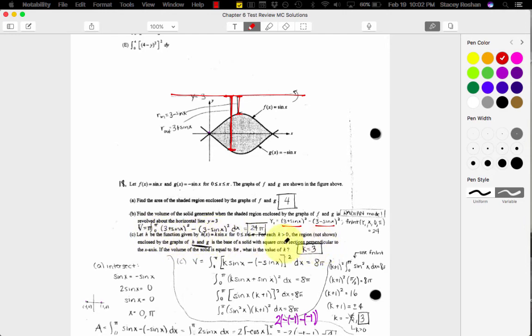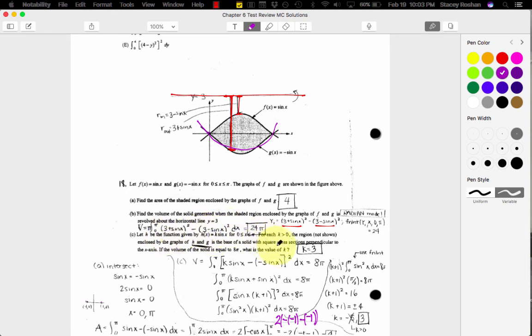This looks so confusing, and it's so easy. This one is so easy, part C. I would never want you to miss it. Because look, it says the base is enclosed by the graphs of h and g. So this is g, and the other one is h, and it tells you that the k is greater than 0. The h is always on top, right?